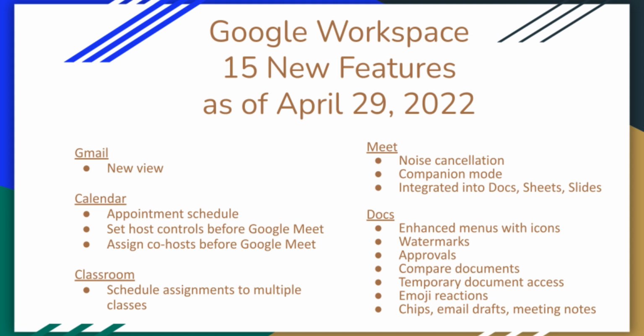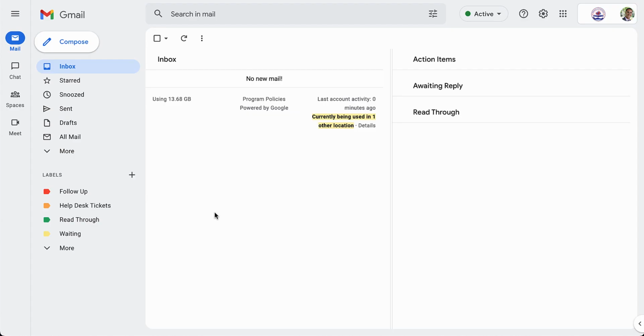I'm the Instructional Technology Coach for the Peekskill City School District, and in today's video, we're going to be looking at 15 new features of Google Workspace. In Gmail, we can see the new redesigned view here, where we have Mail, Chat, Spaces, and Meet all built into the left sidebar of Gmail. These can be collapsed or expanded using the three-line menu up here at the top left.